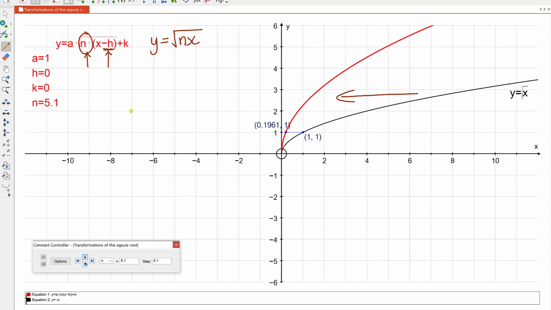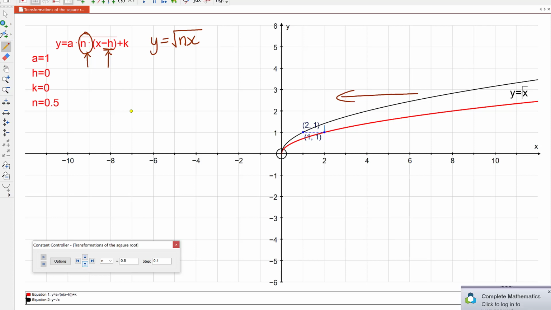Let's go back to making n 1 and look at what happens when we make n smaller. As I make n less than 1, 0.9, 0.8, 0.7, we find our graph is stretching away from the y-axis. The x-coordinates are getting bigger. So here's the first point that might help us to see what is happening. When n equals 0.5 or 1/2, the x value has been doubled. So we've stretched away from the y-axis by a factor of 2.